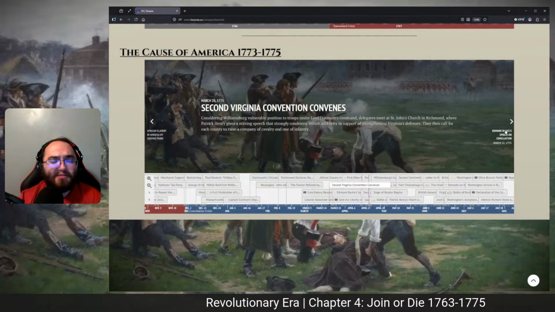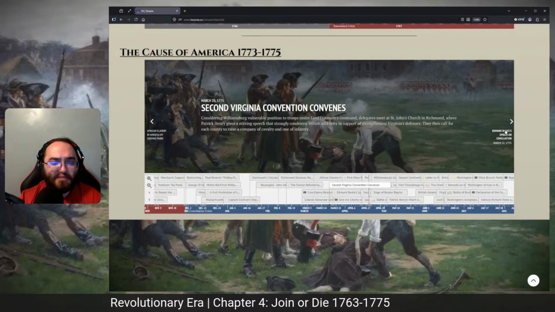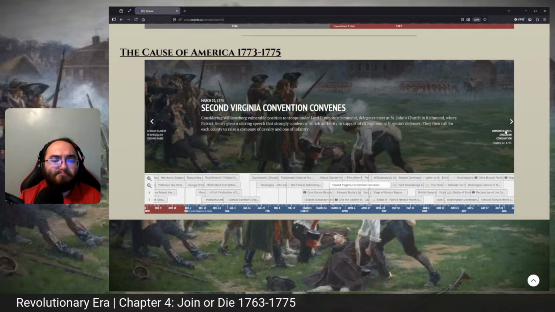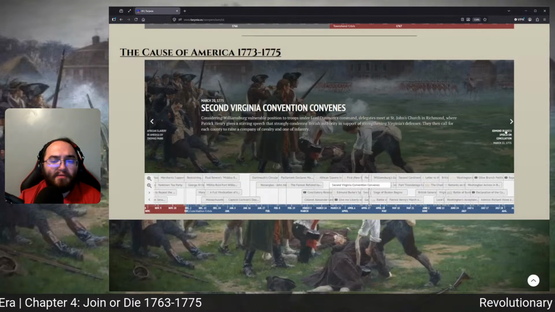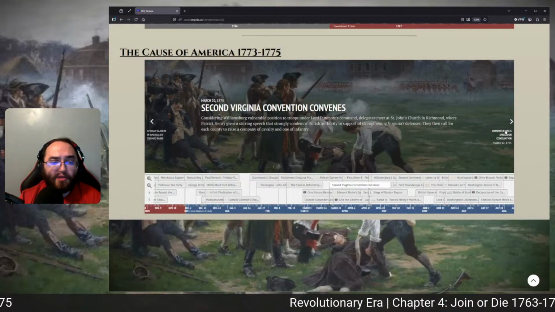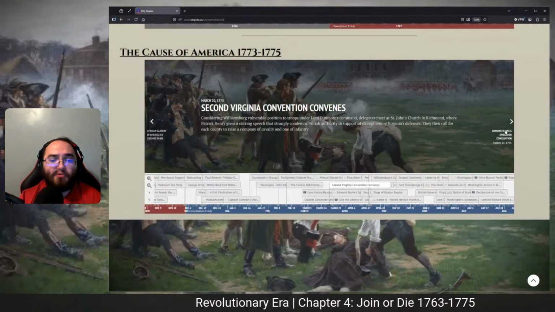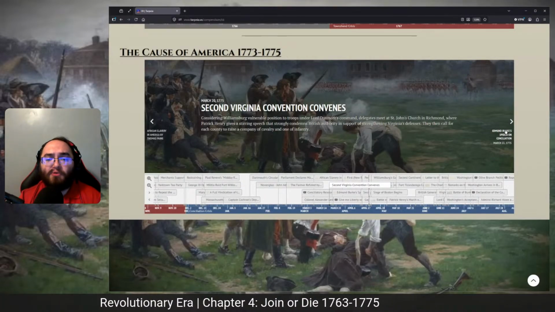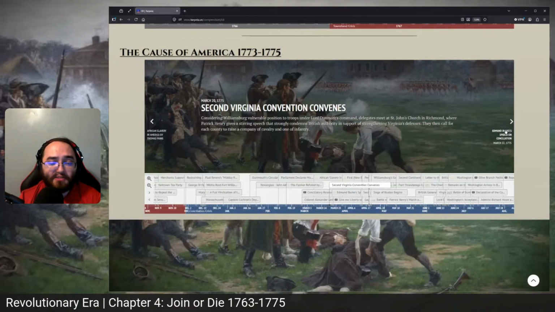Then you have the Second Virginia Convention, which convenes at St. John's Church in Richmond, Virginia, where Patrick Henry gives a stirring speech that strongly condemns British authority in support of strengthening Virginia's defenses.